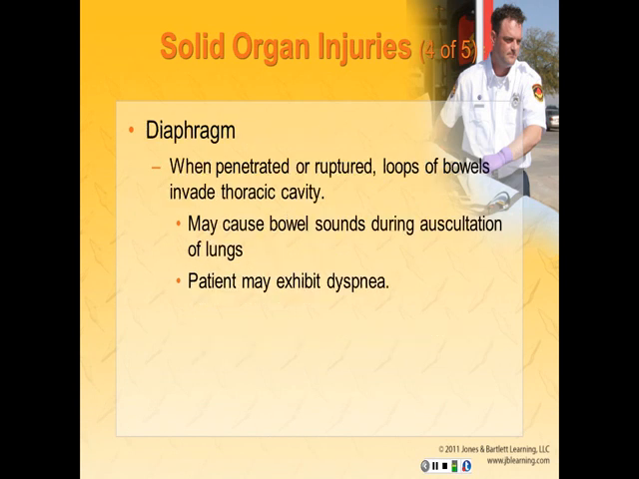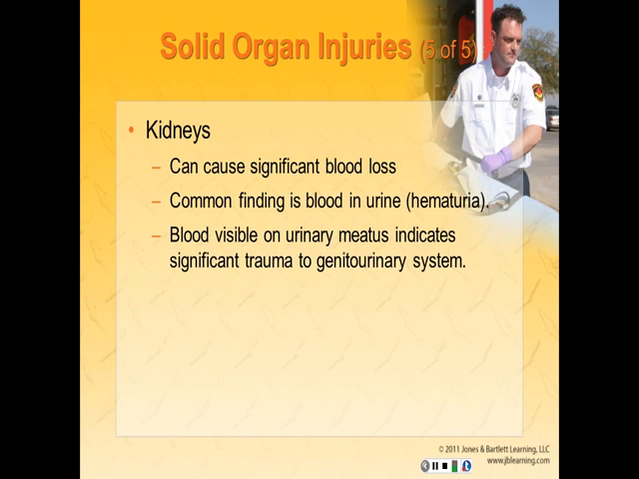If the diaphragm is penetrated or ruptured, loops of bowel are likely to invade the thoracic cavity. This will cause bowel sounds to be present during auscultation of the lungs, and the patient may exhibit dyspnea or feel short of breath. The kidneys can also be impacted or penetrated by trauma, and this can cause significant amounts of blood loss. A very common finding is blood in the urine called hematuria. The blood is visible on inspection of the urinary meatus, and that indicates significant trauma to the genitourinary system.